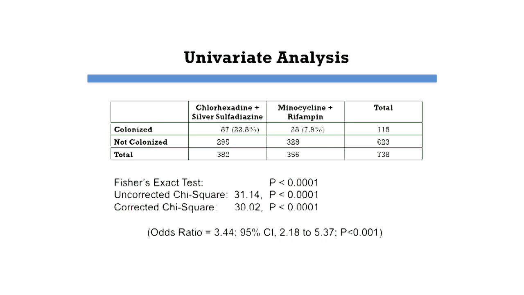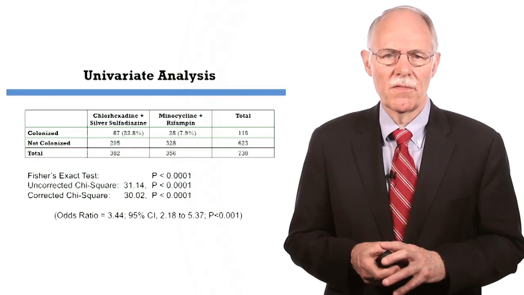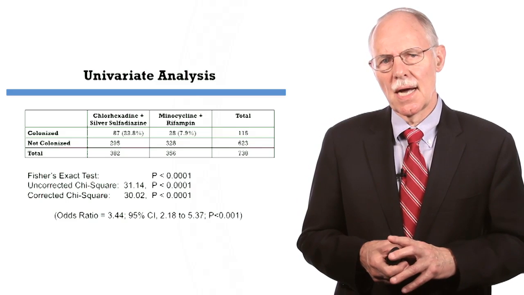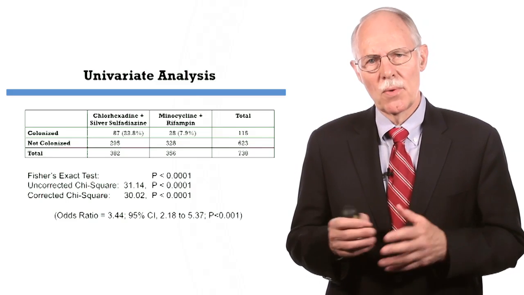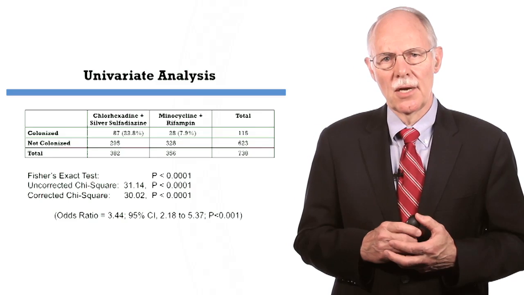Now let's do some univariate data analysis. First, I've shown you the three test statistics that I mentioned on the previous slide: Fisher's exact test, the uncorrected chi-square, and the corrected chi-square. The thing to notice here is that these three tests are concordant. They all show a very highly significant association between treatment and risk of colonization. Also notice that the uncorrected chi-square, 30.14, is very similar to the corrected chi-square, 30.02. So with this sample size and number of events, the three methods are very closely in agreement.